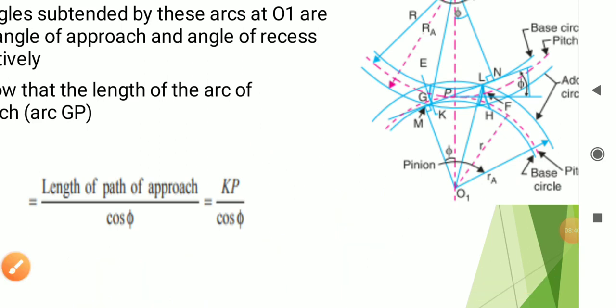Now we are going to use this term KP here. So here we are going to find the length of arc of approach. The length of arc of approach is the length of path of approach divided by cos phi. So simply KP divided by cos of phi.